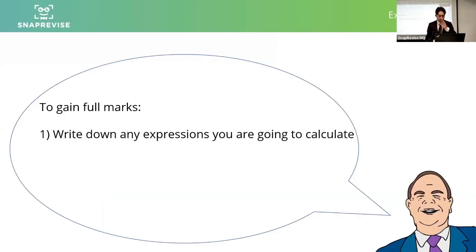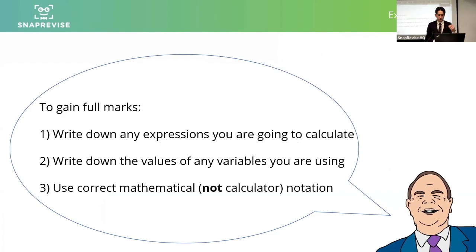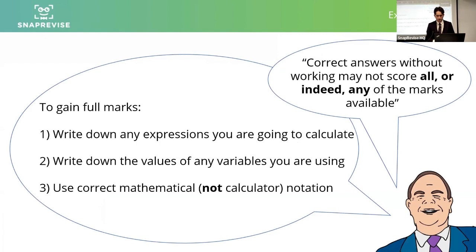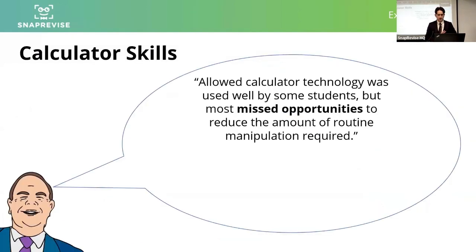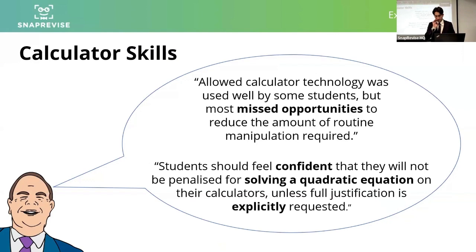For full marks, we need to write any expressions, any variables, and use the correct mathematical notation, not calculator language. So that's really important as well. And then finally, for calculator skills, sometimes using the calculator puts people off a little bit, and they then don't do what they would have done, and they jump steps. So we basically need to be confident in using the calculator. And like I said yesterday, for quadratics, you're only going to get 1 mark for getting the correct solution to a quadratic. So do use your calculator for stuff like that.